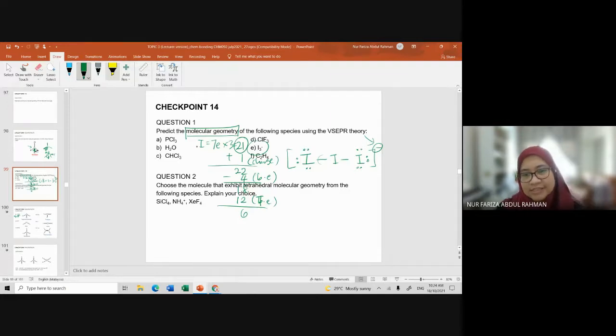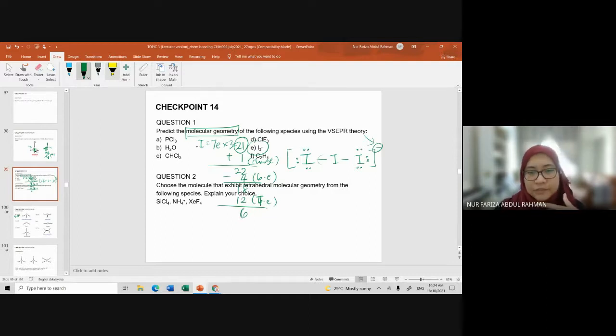So these 6 electrons left will be placed on the central. If there is a balance of electrons, that means we must place the remaining electrons on the central. Kalau ada baki, tak ada baki, then as it is. And then you may need to check. If it is still not octet, that means you have to consider a double bond or triple bond.